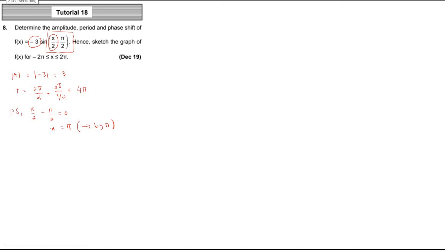Okay, hence, sketch the graph. Okay, I always start from one cycle. Okay, one complete cycle of the graph. Okay, ini adalah graph negative sine. Graph negative sine. Kita buat y equal negative sine x. This is not y equal negative sine x.